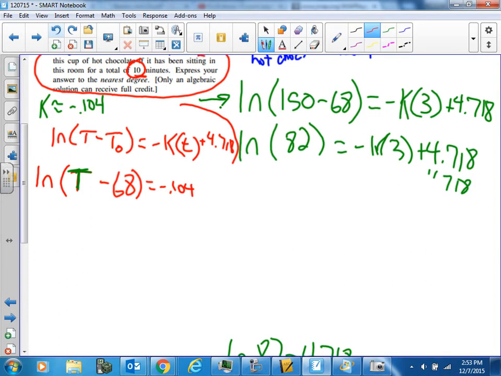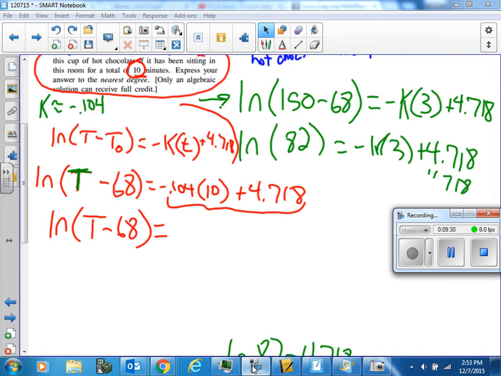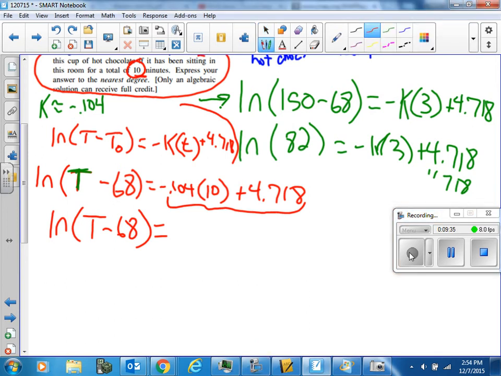All right, so we have negative 0.104 times 10 plus 4.718. All right, so let's do natural log of T minus 68 equals, now we can do all this side, that's just simply plugging stuff in the calculator. So I'm going to go ahead and do that. Okay, figured all that out and got 3.678.